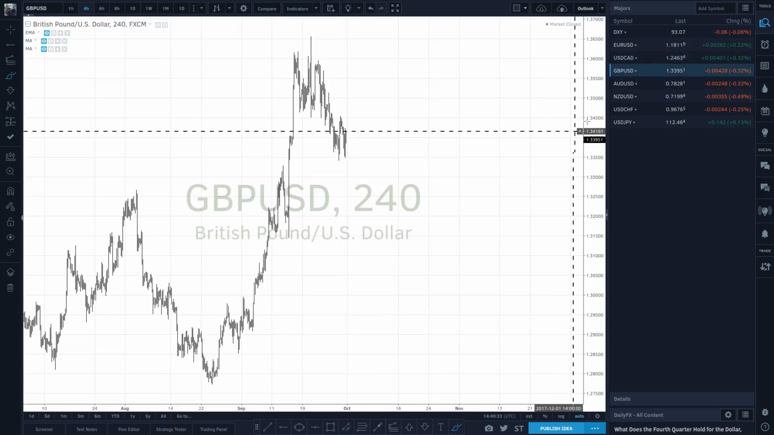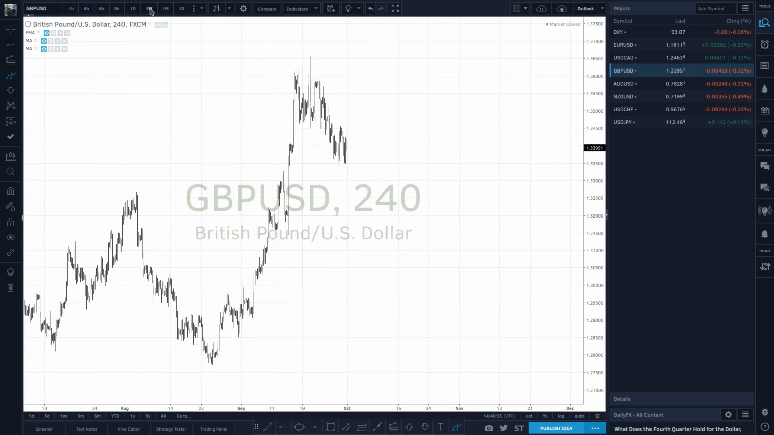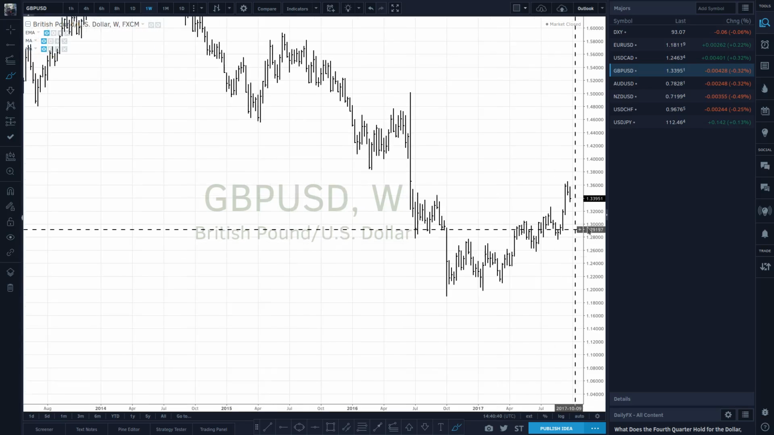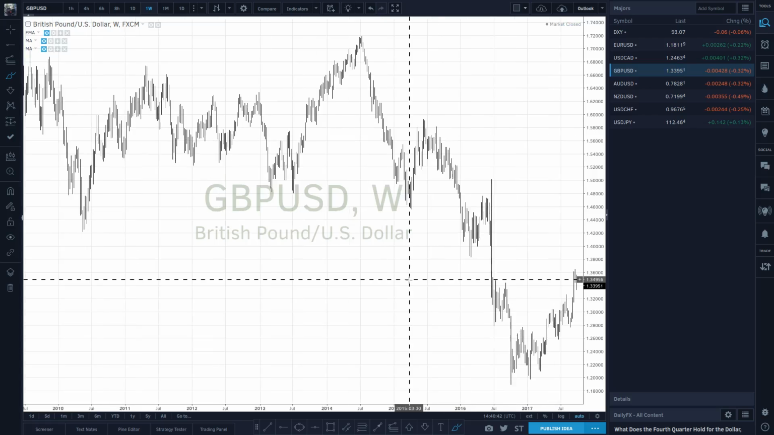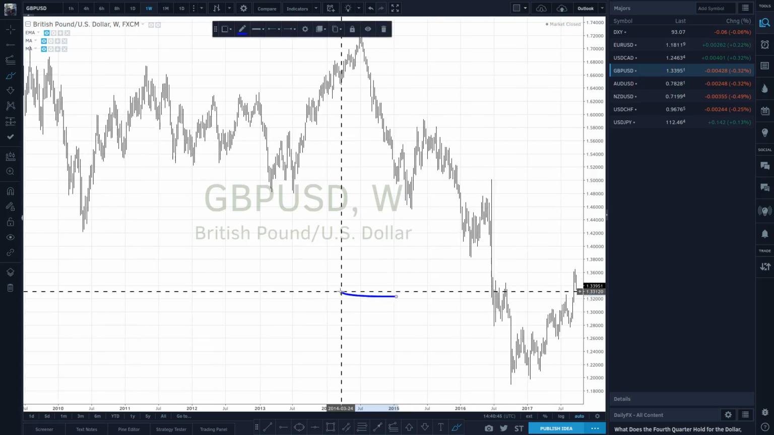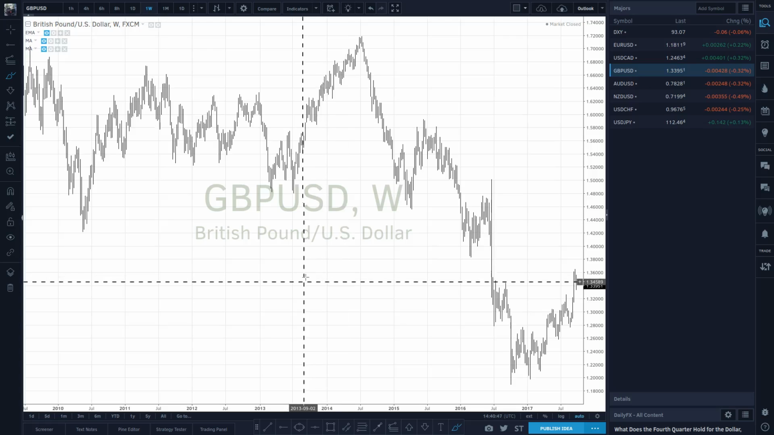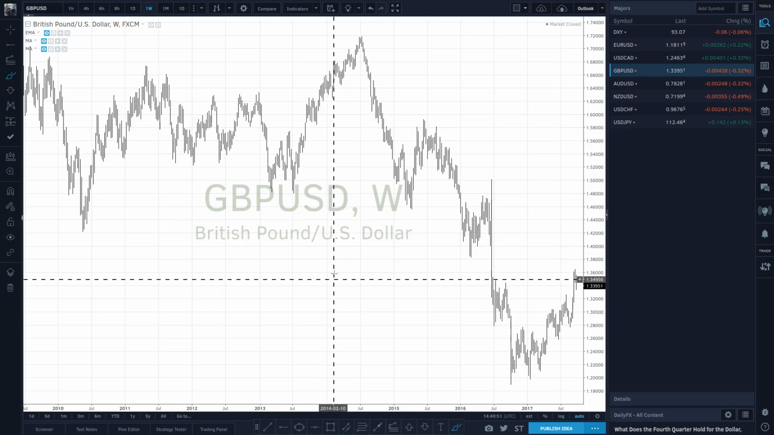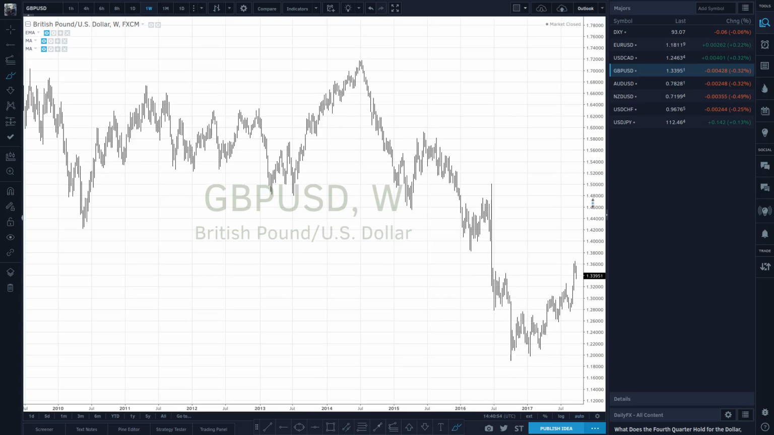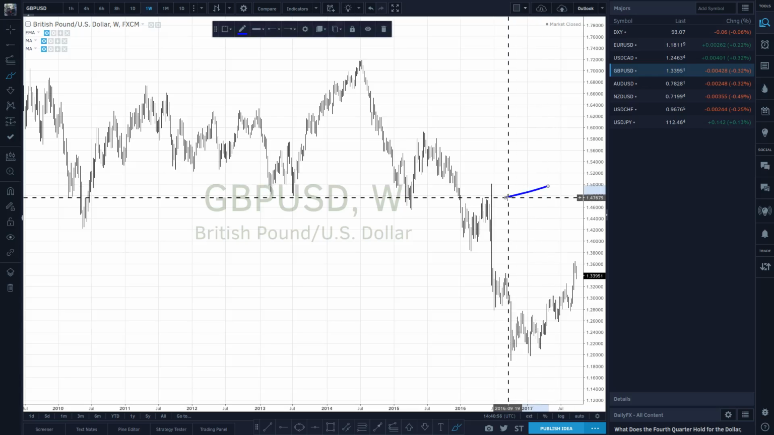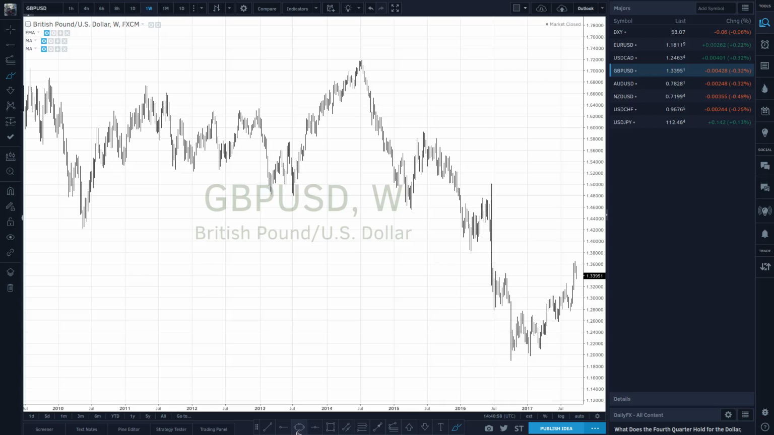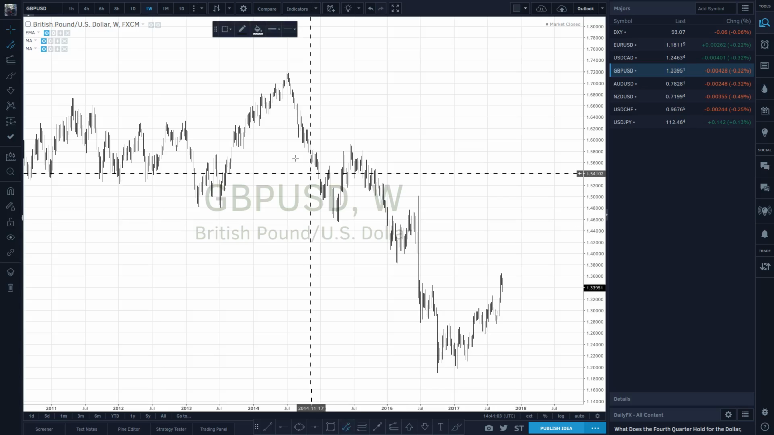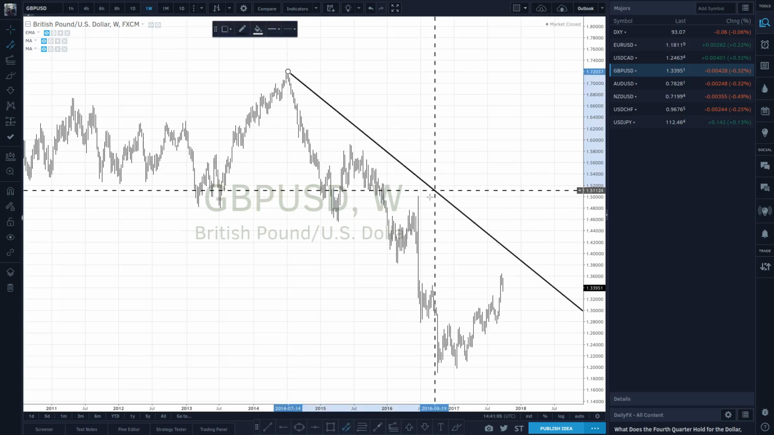Pound dollar. Let's look at the weekly here. Go ahead and make this a little easier. Take a quick look. Well, let's first start off, see if we have a channel.